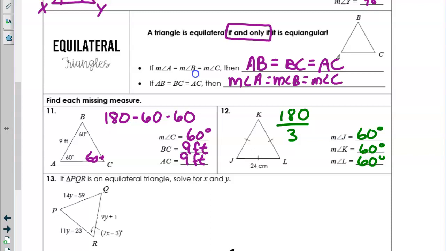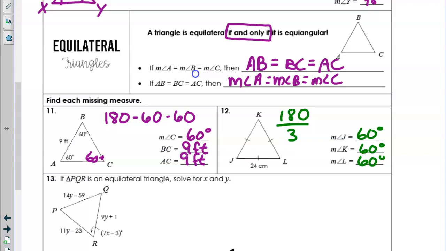On those, be careful of the difference between sides and angles, because this one gave you the sides, so you might assume that it's asking for KL or KJ, and you might think you need to use 24, but that 24 is only there to show you that it's equilateral.